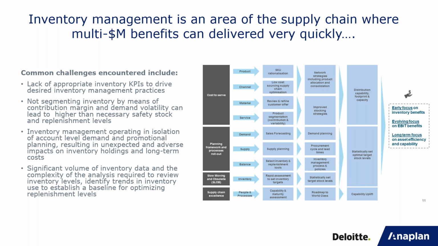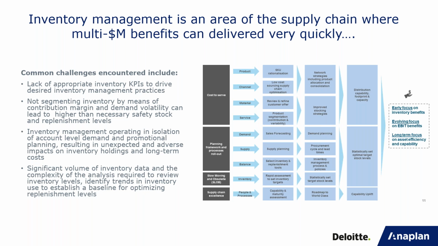evolving focus, as we've called it, so you're proactively managing the impact to EBIT, so clearing out those slow-moving or obsolete items and prioritizing your high margin, low volatility items. And of course, a long-term focus, so getting all of that to run optimally and wrapping a strong supply chain process that's enabled by a platform like Anaplan around all of this.